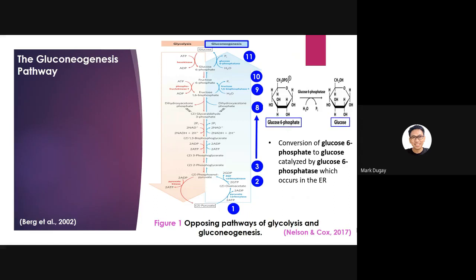And the last step is another hydrolysis reaction and irreversible, where glucose 6-phosphate is converted to glucose, catalyzed by glucose 6-phosphatase, which is transported into the endoplasmic reticulum by glucose transporter 7, which is only found in liver, kidney, pancreas, and small intestine. So this presents the gluconeogenesis pathway.